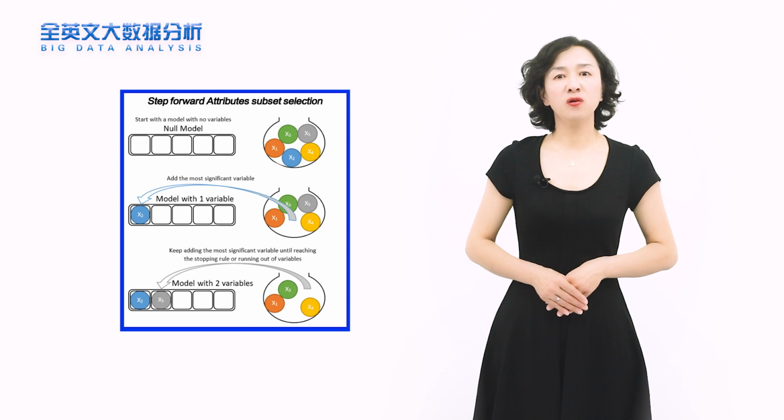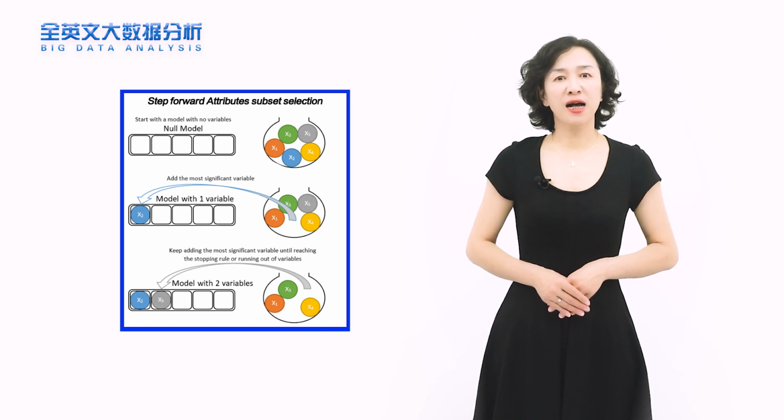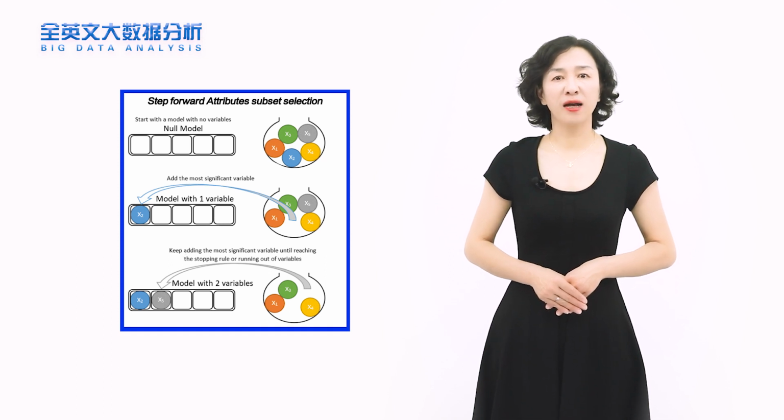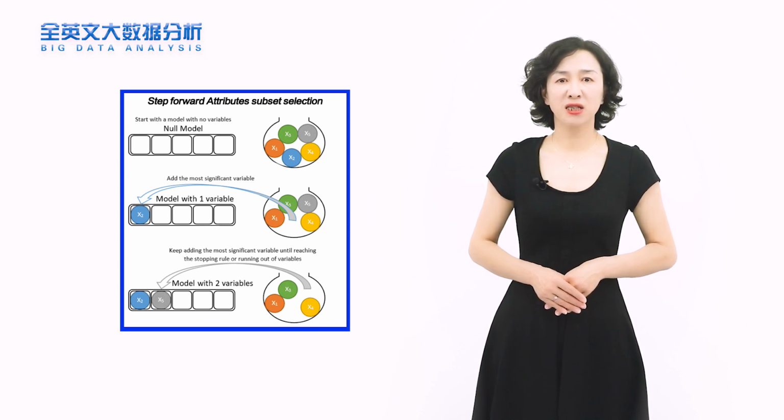And we have several attribute subset selection methods. Stepwise forward attribute subset selection starts from an empty attribute set, which is the initial value of the attribute subset. Each time, a current optimal attribute is selected from the original attribute set and added to the current attribute subset, until the optimal attribute cannot be selected or a certain threshold constraint is met.